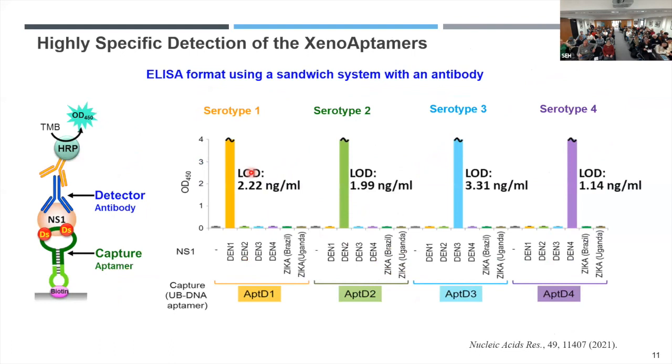So this is an ELISA system using our aptamers. In this case, we use our aptamer as the capture, and the detector is our antibody. This antibody binds to all of the serotypes. For serotypes 1, 2, 3, and 4, each aptamer greatly recognizes its own serotype of NS1 protein with high sensitivity.